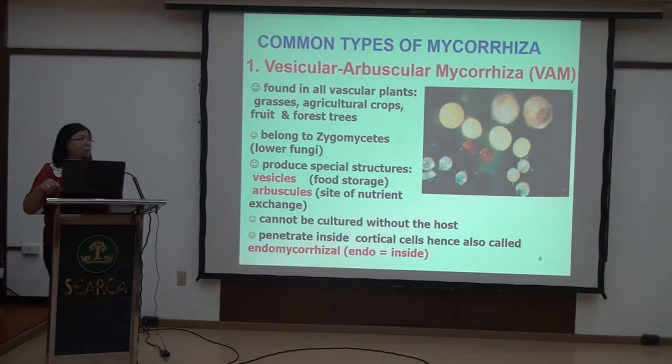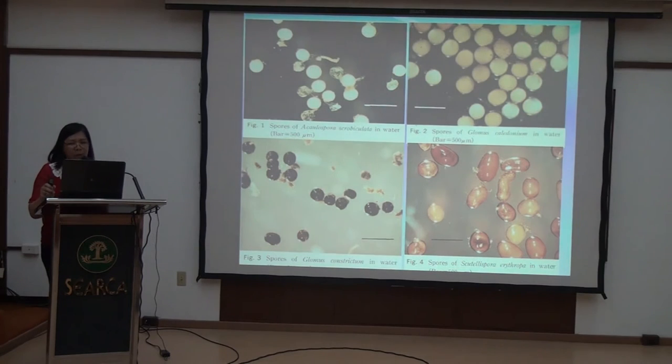Another term to recall VAM is that they penetrate the cell, they go inside. Hence, they are also called endomycorrhiza, meaning inside. So, this is how they look. Here is another appearance when they are in pure culture. We look at them under the microscope and pick them out. This is Acaulospora scrobiculata. This is Glomus caledonium. This is Glomus constrictum. Scutellospora, Entrophospora. There are reasons why we named them that way, why their genus is named so. This is the work of mycorrhizologists. But basically, there they are.